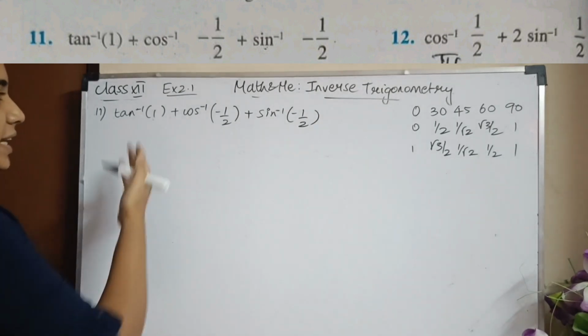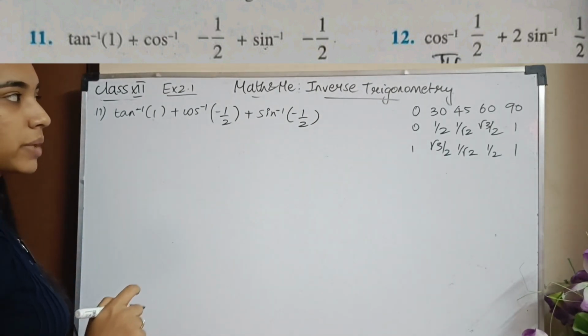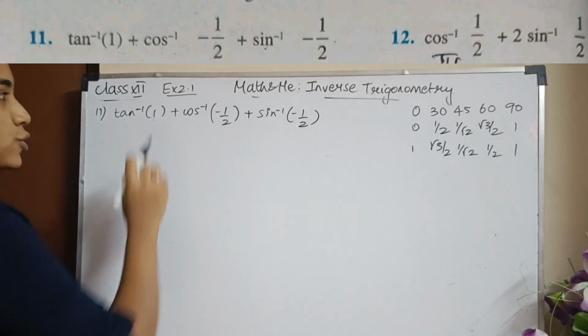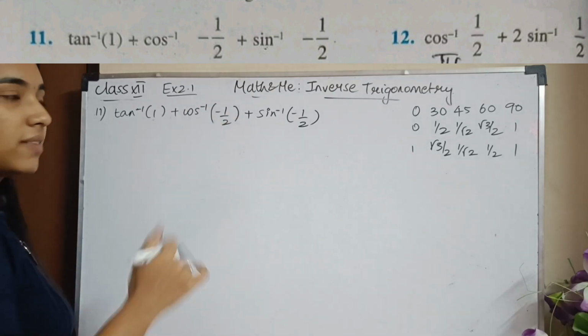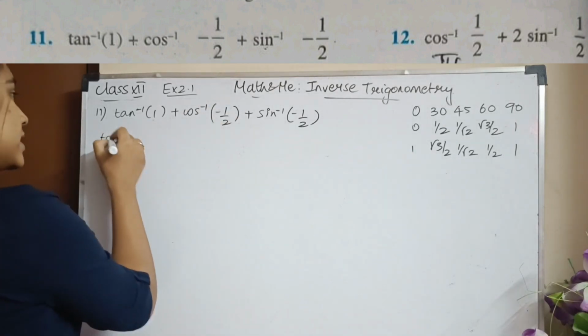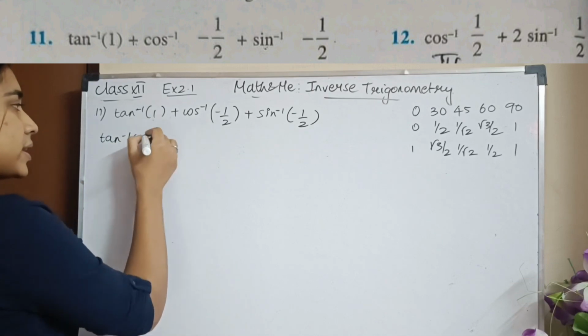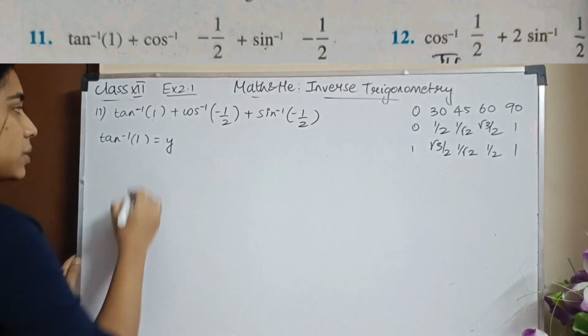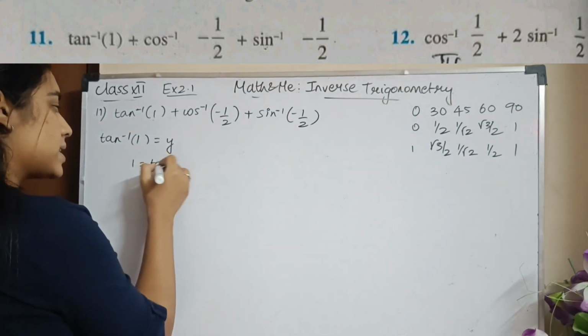Question number 11. Tan inverse of 1 plus cos inverse of minus 1 by 2 plus sin inverse of minus 1 by 2. So first let me find the values individually, then I'll add them. First, tan inverse of 1 equals y. So I have 1 equals tan y.